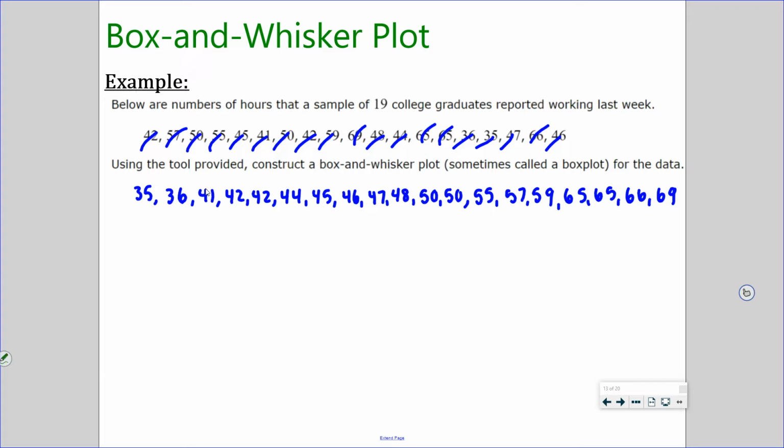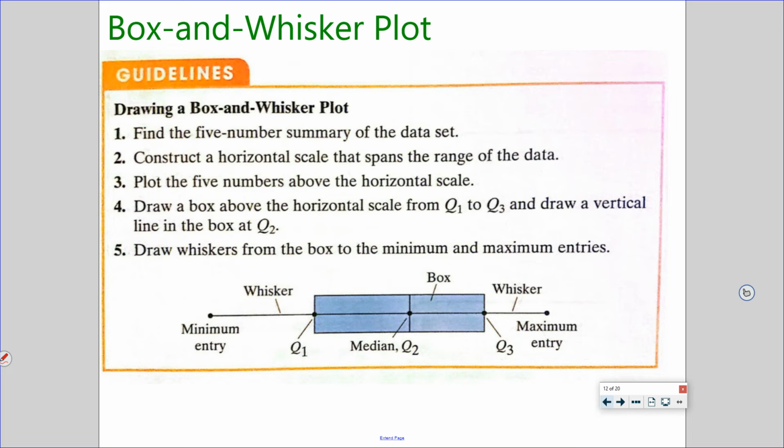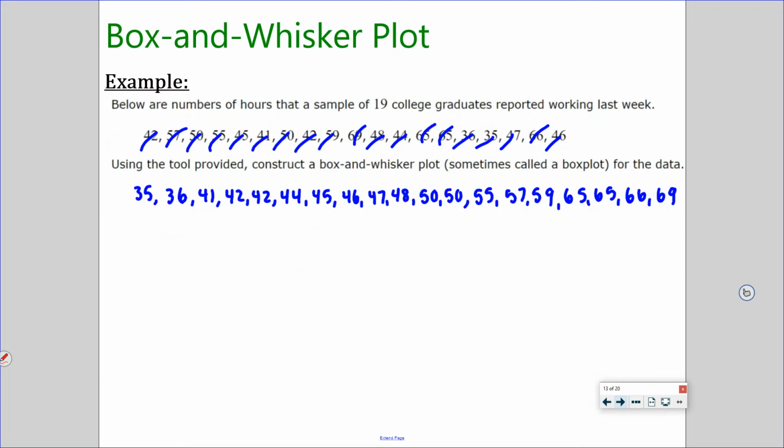So I always start by finding your 5 number summary. So your min, quartile 1, quartile 2, quartile 3, max entry. Once you list it, obviously it's easy to identify the minimum value. The lowest value is 35. I'm just going to go in this order because this will help when we're actually drawing the box and whisker plot. And the max is 69.